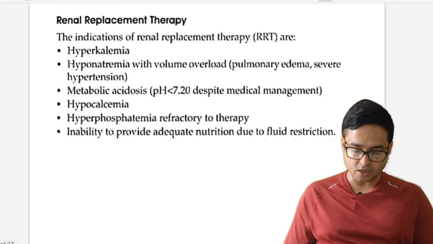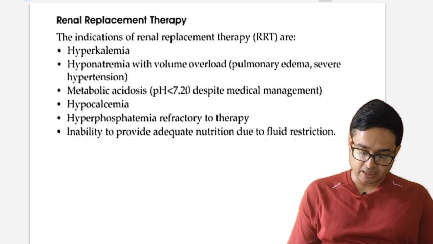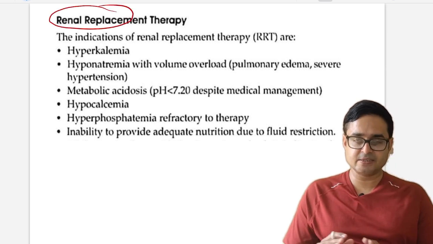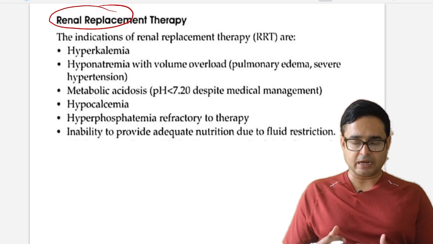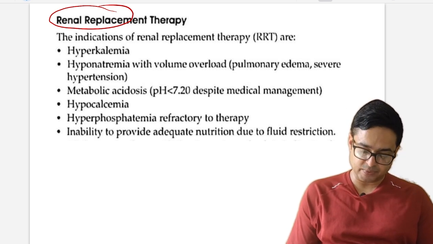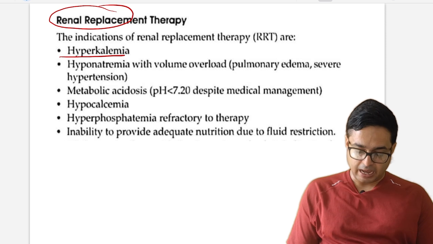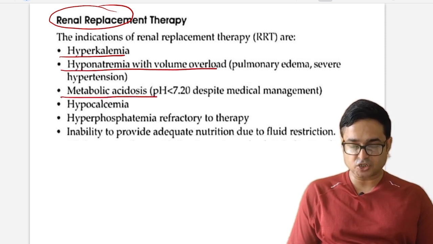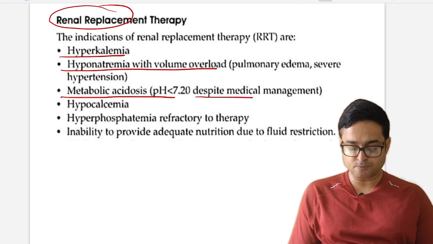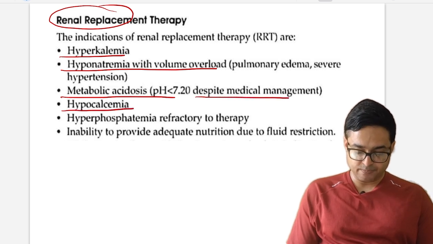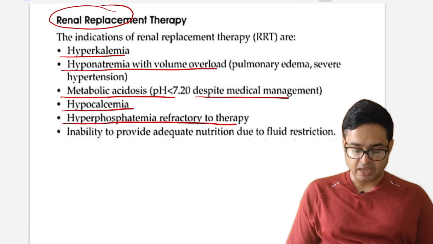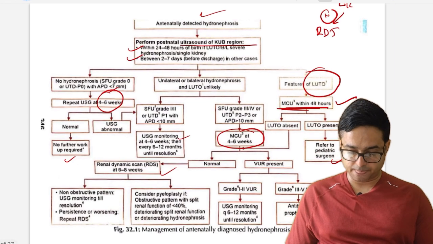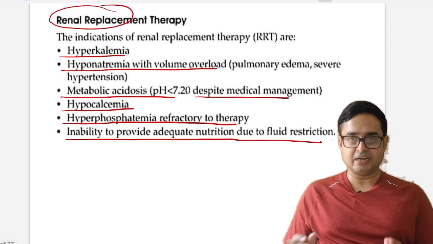Okay. So renal replacement therapy, in which condition neonate renal replacement therapy is required. This is actually a rough chart directly from AIIMS protocol. Hyperkalemia, they haven't mentioned the value. Hyponatremia with volume overload. Metabolic acidosis, pH less than 7.20 despite medical management. Hypocalcemia, hyperphosphatemia refractory to therapy, and inability to provide adequate nutrition due to fluid restriction. Okay, so we'll go to antenatal hydronephrosis.